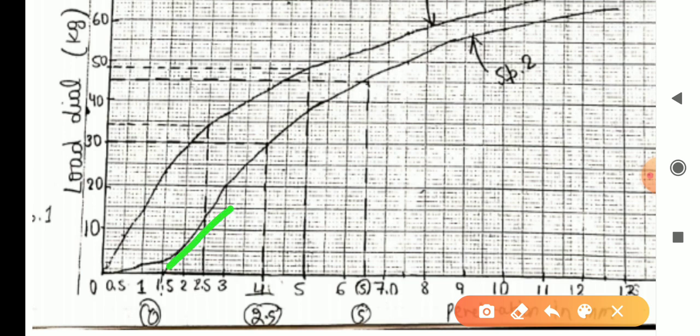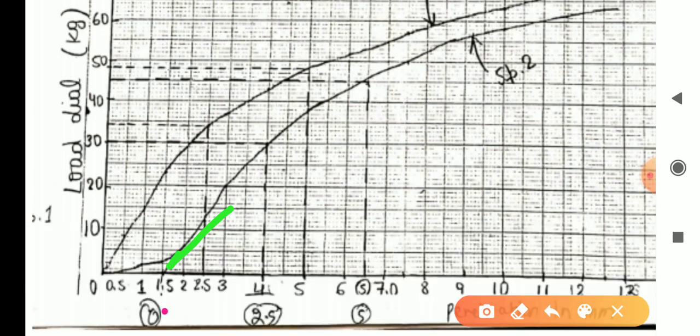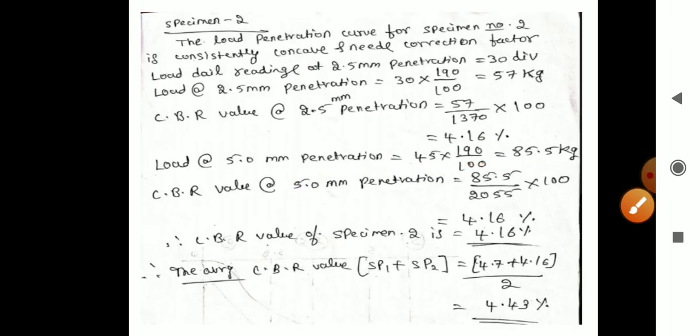Once the tangent is drawn, this value is taken as 0. Now 2.5 is shifted, 5 is shifted. Once it is shifted, the load value for 2.5 mm and similarly for 5 mm is taken in the formula. Now I will come to the specimen 1 formula.